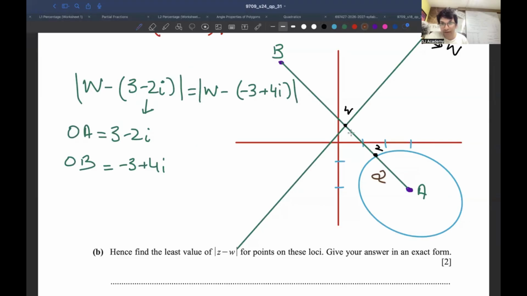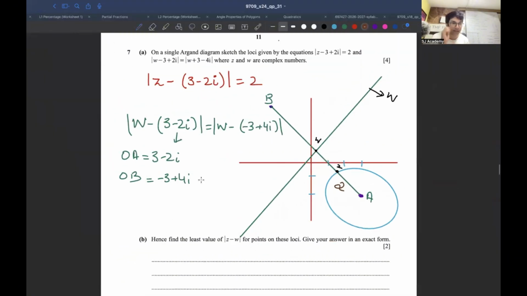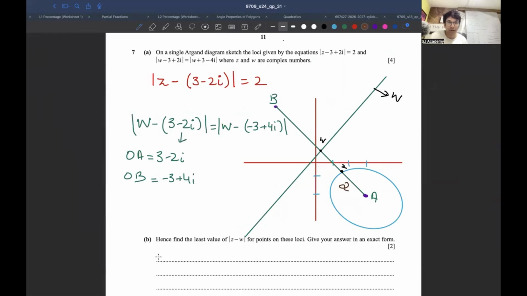ठीक है. If you have the length from A till the midpoint, और A till the midpoint हम कैसे निकाल सकते हैं? देखो, we have these two coordinates. एक coordinate है 3 comma minus 2, और एक coordinate क्या है? minus 3 comma plus 4. अब one of the methods is मैं इसका distance निकाल के half कर दूं तो ये midpoint तक आ जाएगा और 2 subtract कर दूं, right?